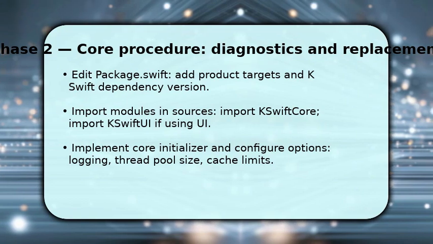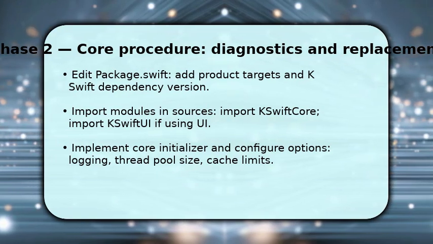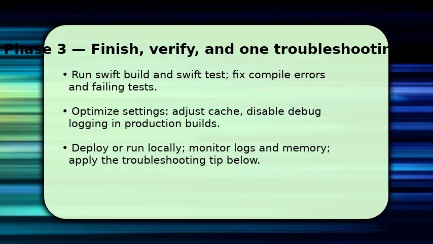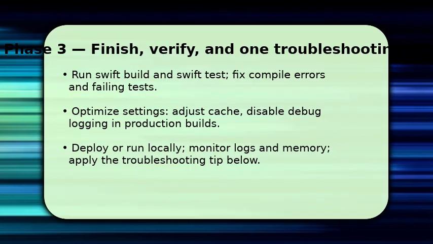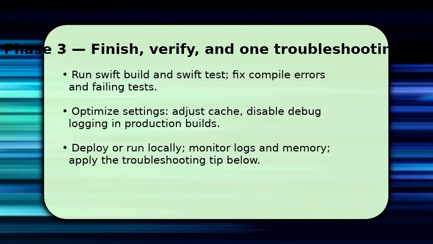You finish by building and testing. Run swift build and swift test, then correct any errors or failing tests immediately so behavior is predictable. Once green, tune performance settings like cache size and disable verbose logging in release builds. Deploy or run locally and monitor logs, memory use, and latency to confirm the integration.